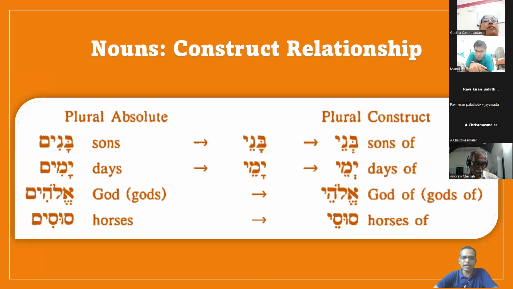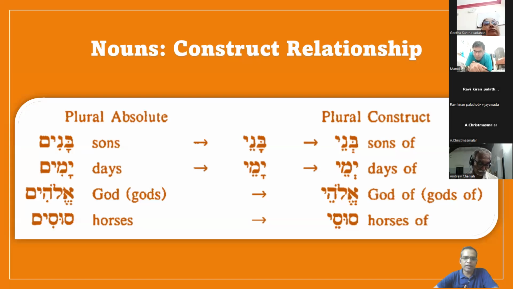So for all the masculine plural nouns in the construct state, they will be carrying sere yod instead of hirak yod and final mem, and the preceding syllables will undergo some vowel changes. So banim becomes bene. Initially it was bane and then it became bene. Sons of, not sons. Yamim, yame, yeme, days of.